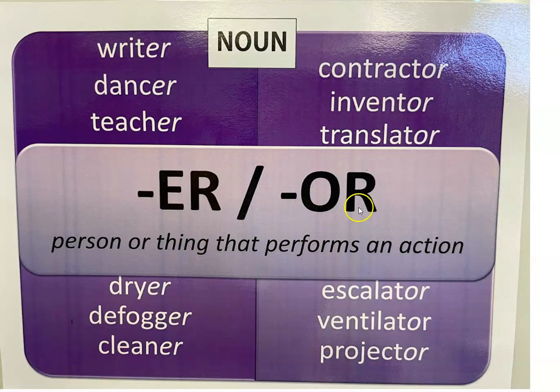And then ER or OR we use in order to take a verb and make it into a person. So it's the person who performs the action, the person or the thing. So a writer writes, a dancer dances, a teacher teaches.